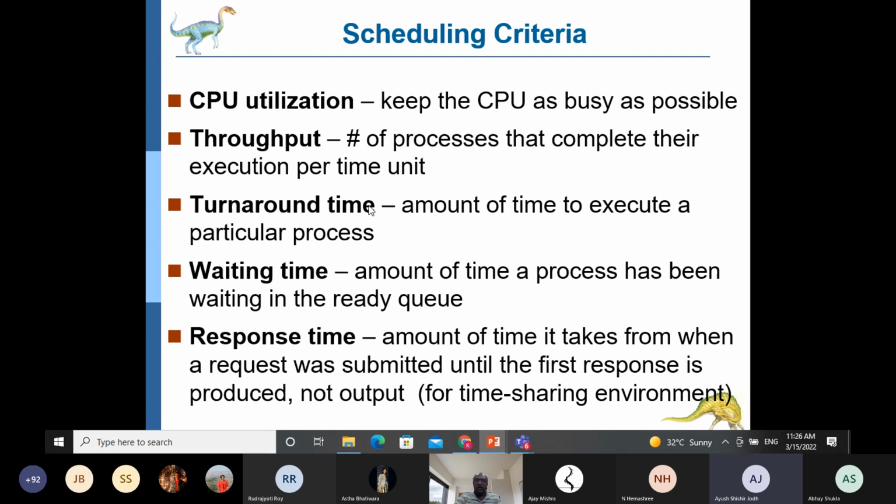Turnaround time is a generic term: the amount of time required for a process to complete, from the time it enters the ready queue to the time it leaves the system, a proper termination. And the waiting time is nothing but the amount of time the process has waited in the ready queue. Here in this context, we are focusing only on CPU scheduling. Otherwise, the waiting time also involves the waiting time associated with the IO queues.